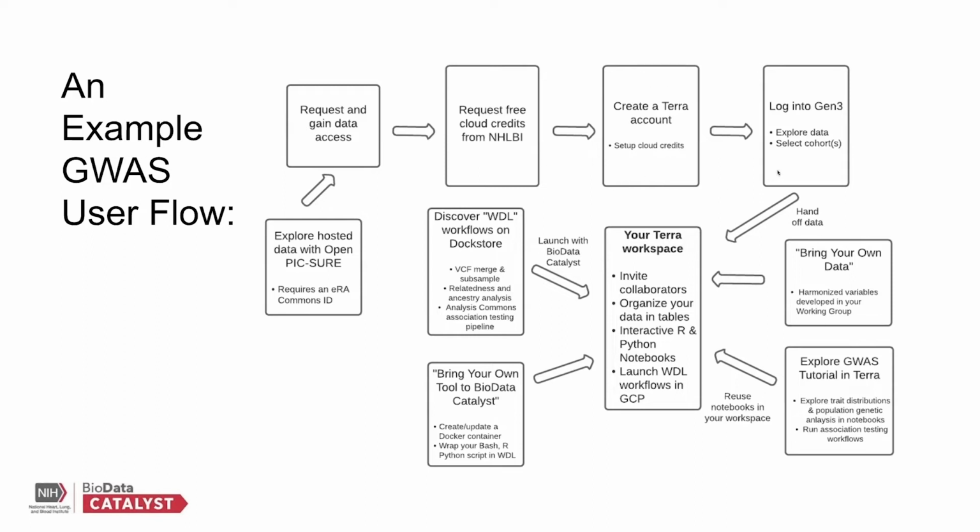Once my Terra workspace is ready to go, I will log into Gen3 and find the data for which I have access, select the cohorts that I want to use for a particular study, and click handoff to my Terra workspace. In Terra, this is where I can invite my named collaborators. I can start to organize my data into data tables and explore my data with both interactive notebooks and also launch scalable workflows in the WDL language.